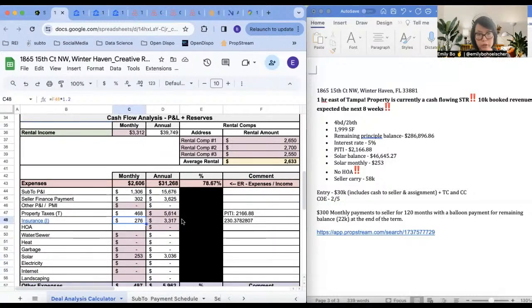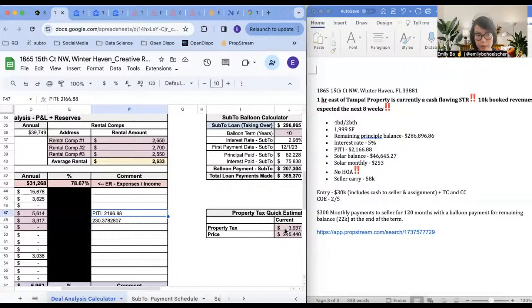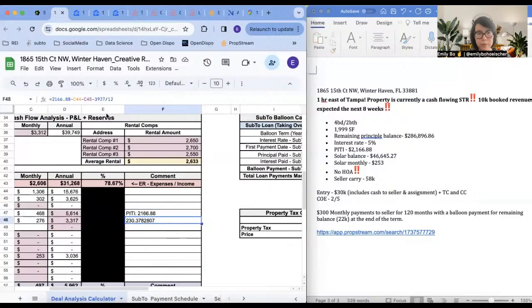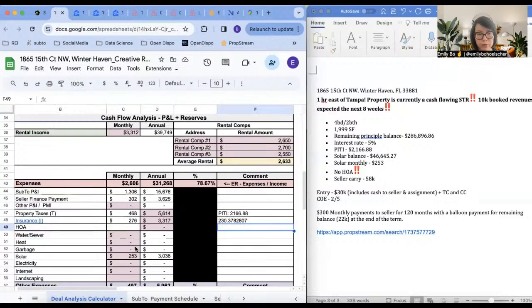Then to calculate the insurance, what I did: the PITI is $2,166, and so PITI minus the PI, and minus the seller finance payment 302, and minus the property tax. The property tax would not be this one, it would be the previous property tax, the current property tax, $3,936, and I divide it by 12. So see, that's my formula. With this formula, I get $230.